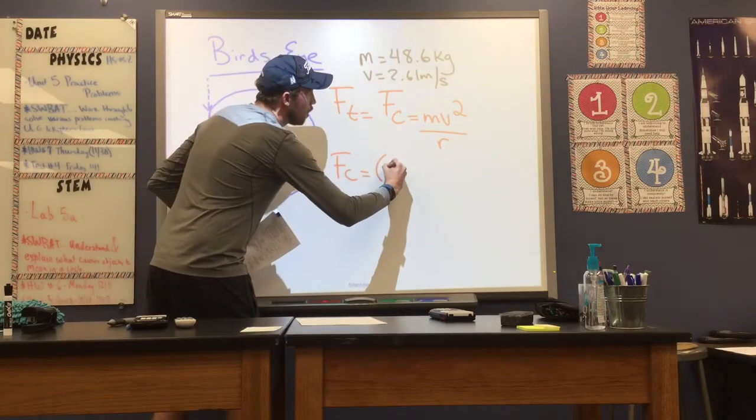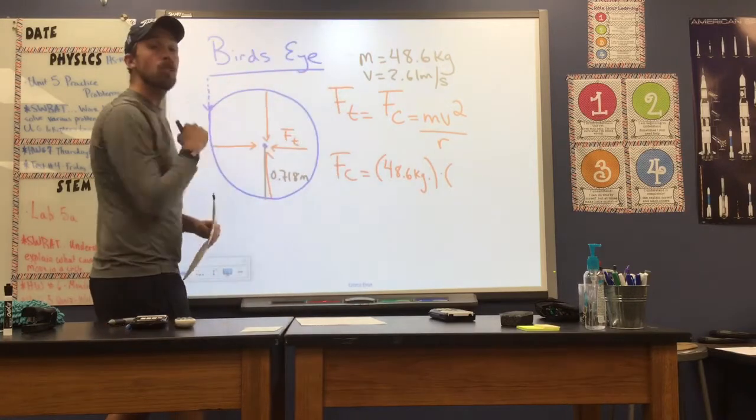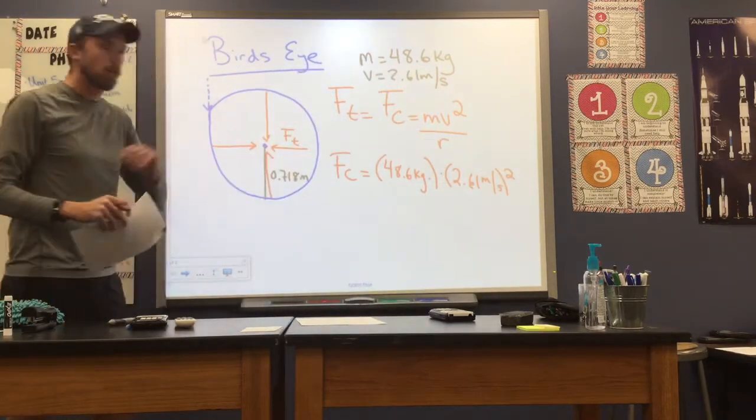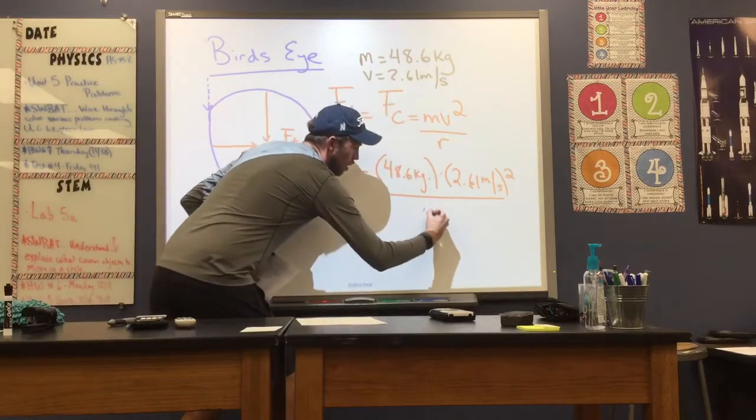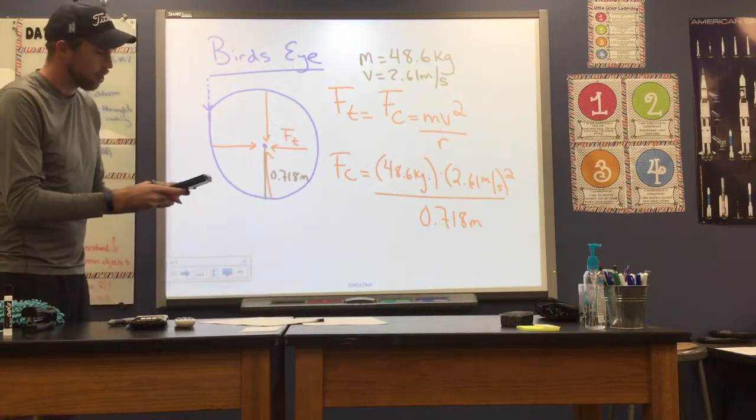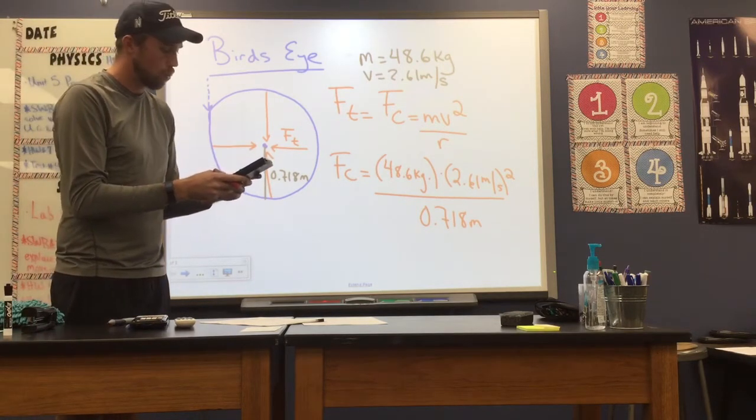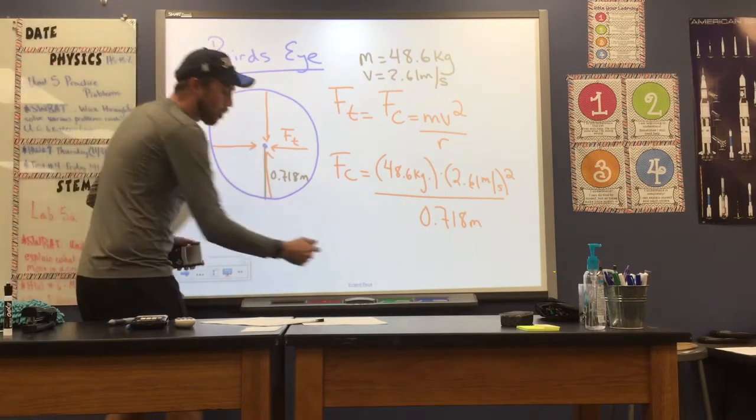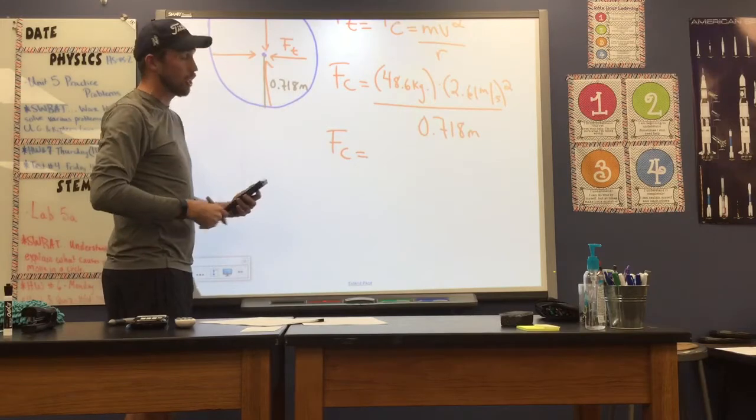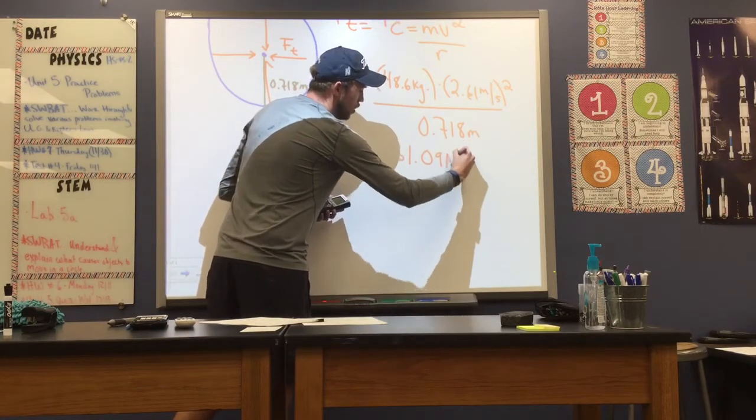Centripetal force is mass, 48.6 kilograms, times our velocity, 2.61 meters per second, squared, divided by the radius of our circle, 0.718 meters. Now it's just a matter of plugging those values in. Let's see what we come up with. 48.6 kilograms times 2.61 meters per second squared divided by 0.718 meters gives us a value for our centripetal force, Fc. We plugged in kilograms, meters, and seconds, so that should give us a value for force in newtons, which is 461.09 newtons. That would be my value.